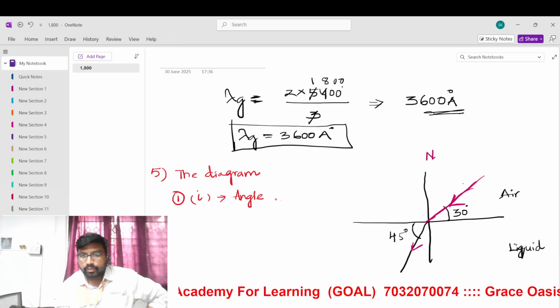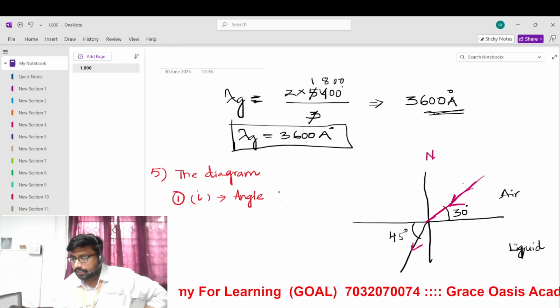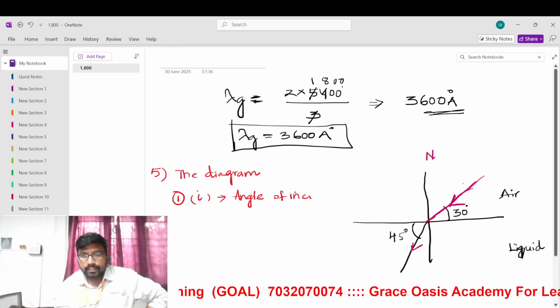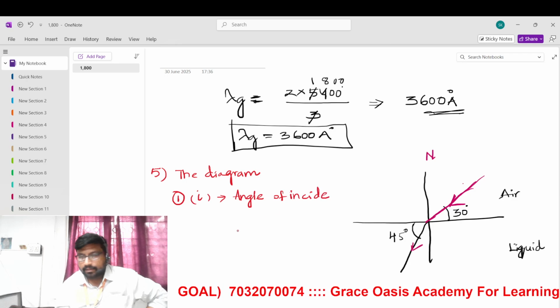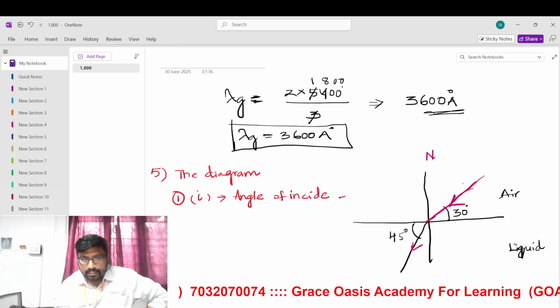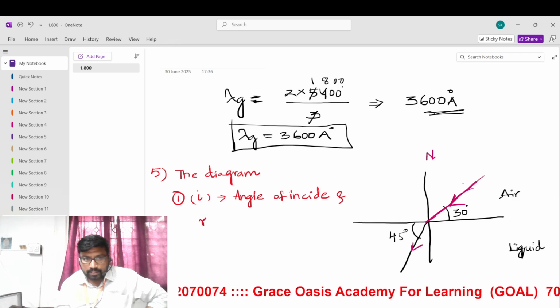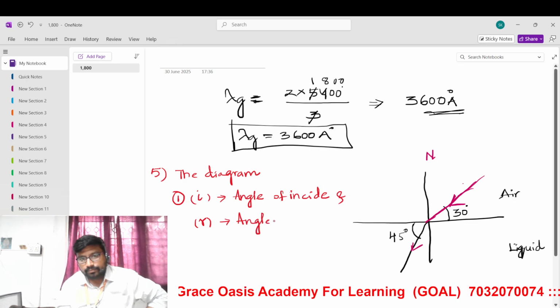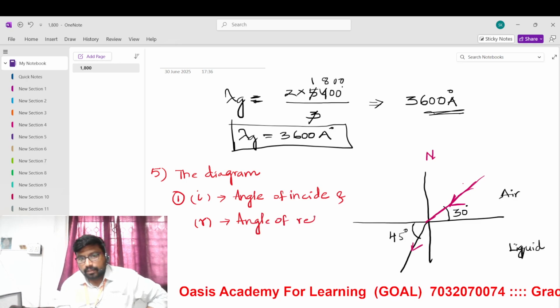Ajan, you can mute your thing, it is giving some noise. Angle of incidence, right? First we need to find the angle of incidence. And next is R, we need to find R, angle of refraction.